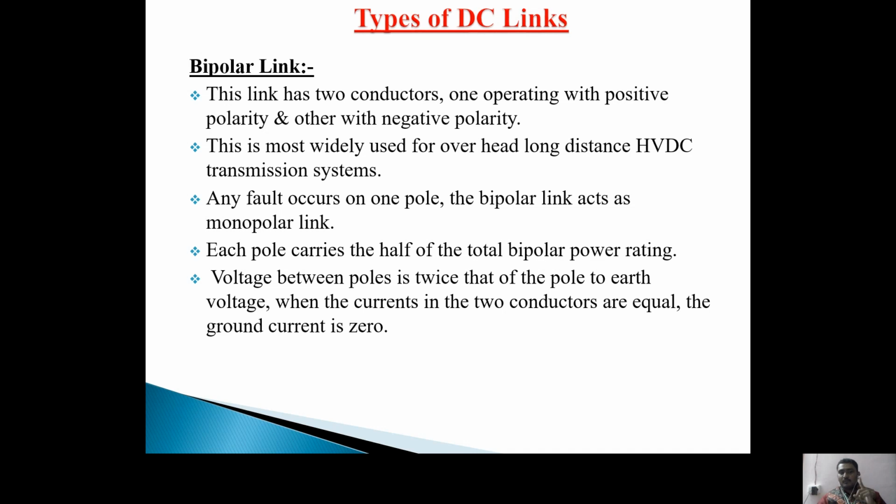The voltage between the poles is twice that of the pole to earth voltage. When the currents in the two conductors are equal, the ground current is zero.